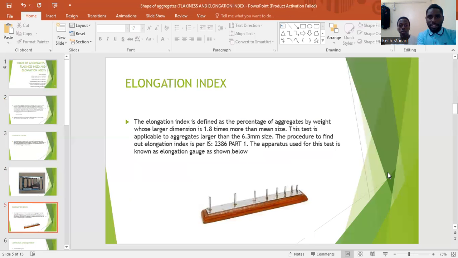Crossing over to the elongation index, it is defined as the percentage of aggregate by weight whose larger dimension is 1.8 times more than the mean size. This test is applicable to aggregates larger than 6.3 millimeters in size. The procedure to find out elongation index is per the international standard 2386 part 1. The apparatus used for this test is known as the elongation gauge and is shown below.